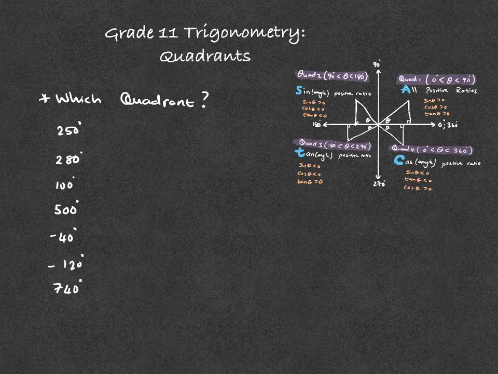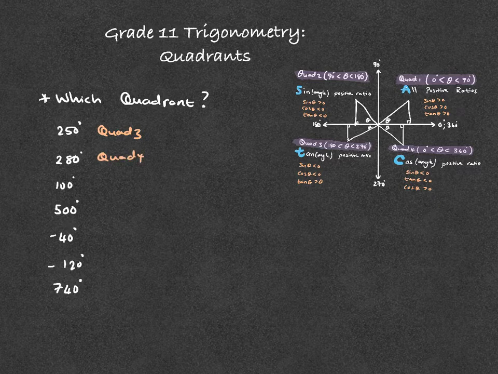So just quickly, how would you know in which quadrant an angle would be? You look at the angle, so 250 degrees. 250 degrees is greater than 90, it's greater than 180, it's not greater than 270. So it's between 180 and 270 degrees, that would mean quadrant 3. The next one, 280 degrees. 280 degrees is greater than 270, but it is not greater than 360. So that will be between 270 and 360, so that would be in quadrant 4.